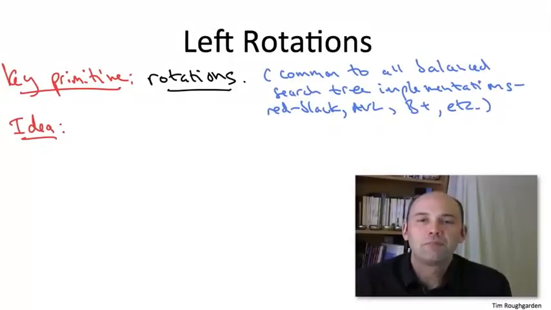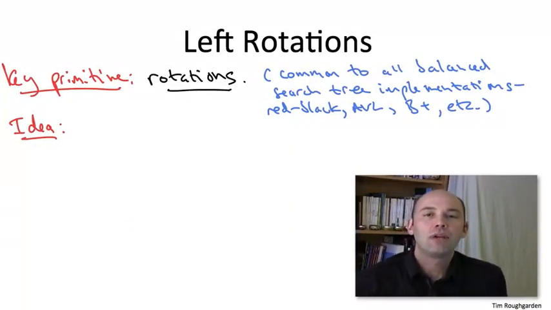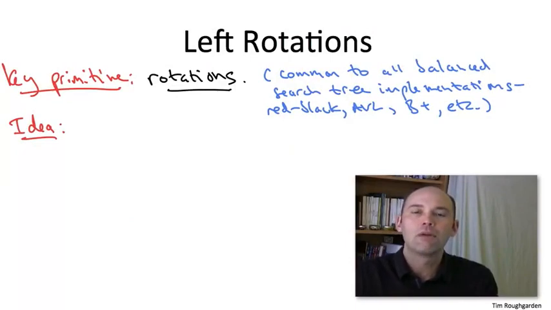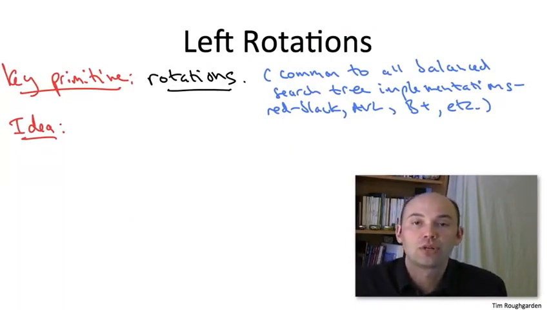So what is the point behind these magical rotation operations? Well, the goal is to do just constant work, just rewire a few pointers, and yet locally rebalance a search tree without violating the search tree property.